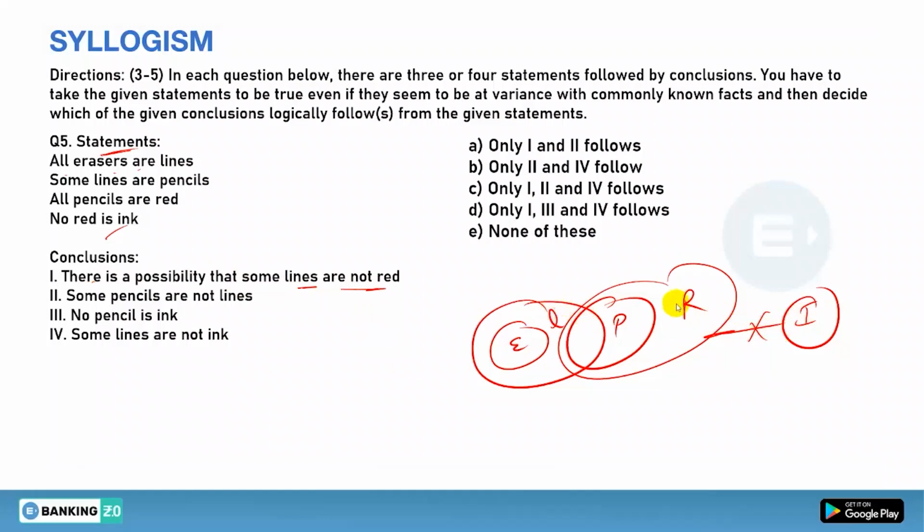So line is this and red is this. So there is a possibility that some lines are not. So there you have given some lines are red, that is for sure. So remaining we don't know. So there is a possibility that the remaining can't be part of red. So there is a possibility, yes.